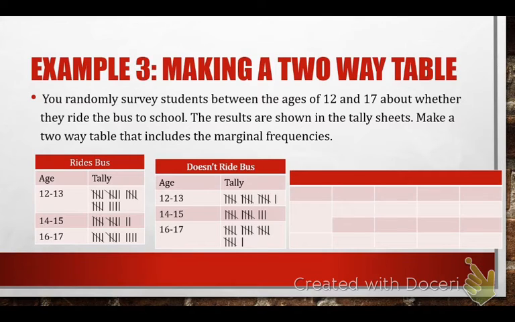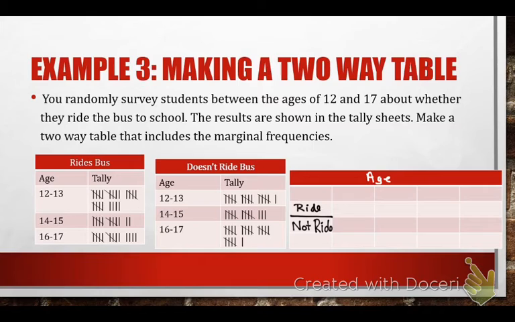But I am going to give you the category. Age goes on top, and then riding the bus and not riding the bus. So we need to draw that box. Ride the bus, it's present tense. How many are currently participating in that program? So we'll say ride the bus, yes or no. Okay, so here we go.